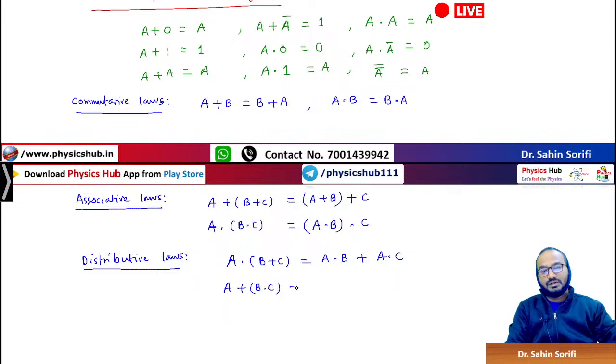Do you know about this law? A plus B dot C. This is important, and many times questions are set from this. This is the distributive law. A plus B dot C, what will you write? Look, this will be written in a similar manner. So you can write it as (A plus B) into (A plus C). Remember this one.